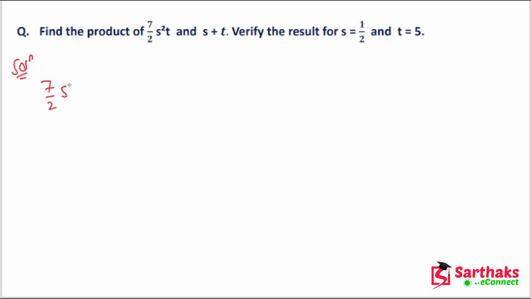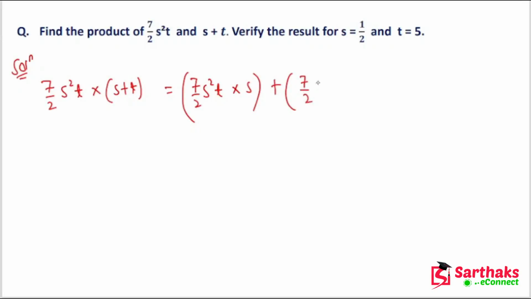So 7 upon 2 s square t into s plus t. So it will be 7 upon 2 s square t into s plus 7 upon 2 s square t into t, right? So you can see that we have distributed this. So 7 upon 2 would be here only. Now s square into s would be s cube, and this would be t, plus 7 upon 2 would be here, it would be s square t square. So that is the result.